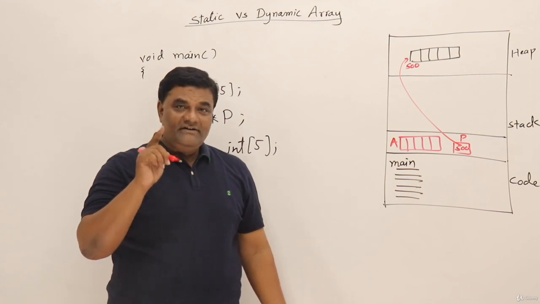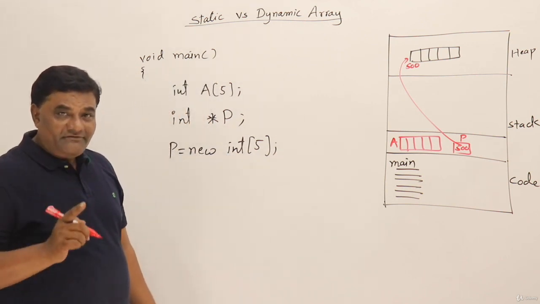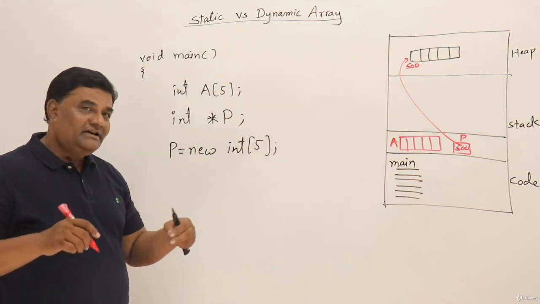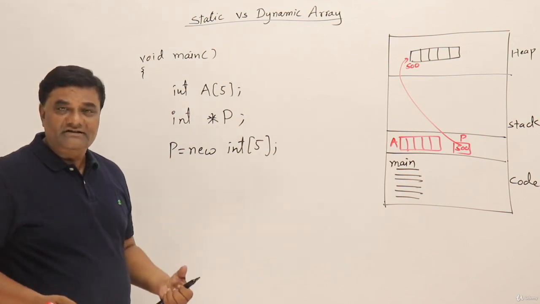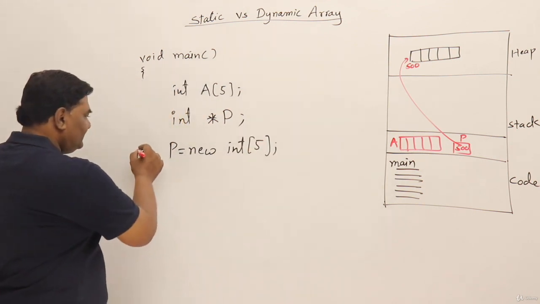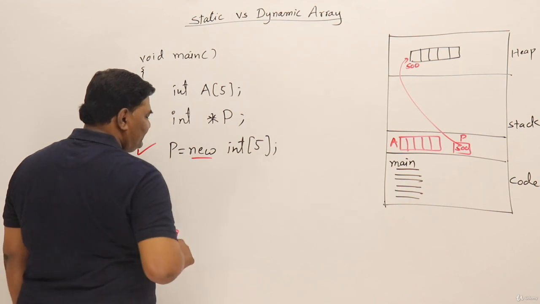Now one important thing I have to show you here: you get memory from the heap only when you say new. Otherwise, all the variables you declare will get memory inside the stack only. Now new is an operator in C++.